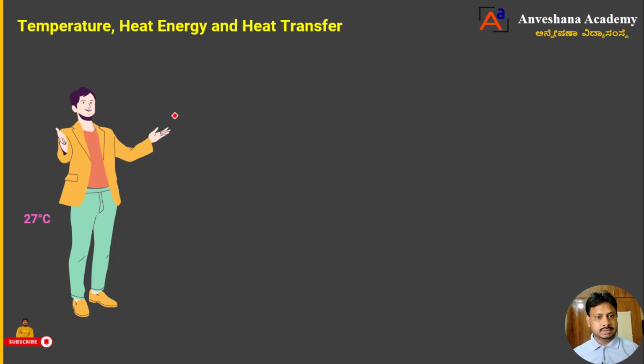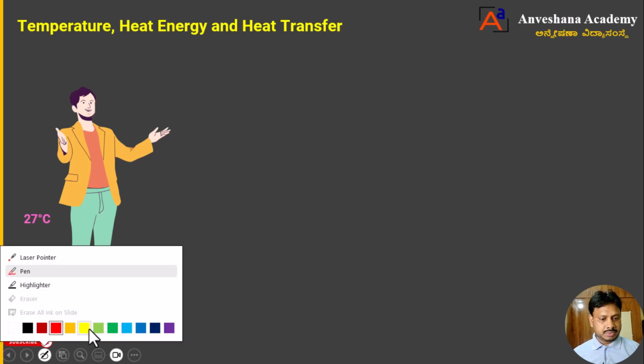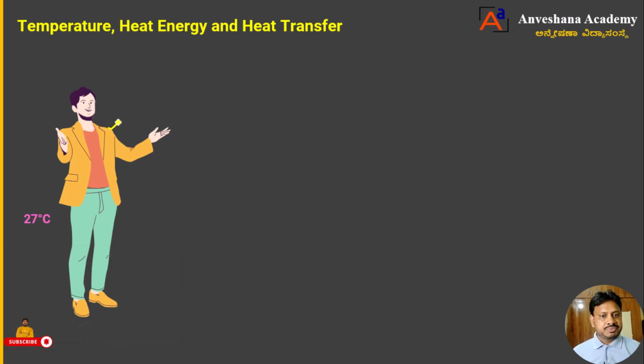In this example, you can see here now. What is temperature, dear students? Measuring whether a body is cold or hot is nothing but temperature. So the measure or indication of whether a body is hot or cold is temperature. Then what is heat energy?